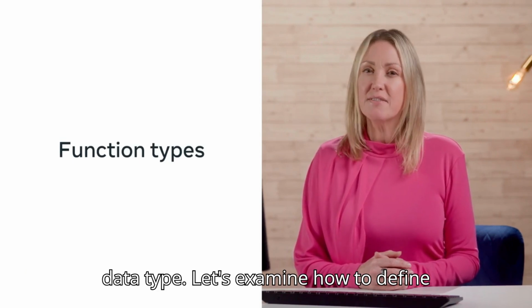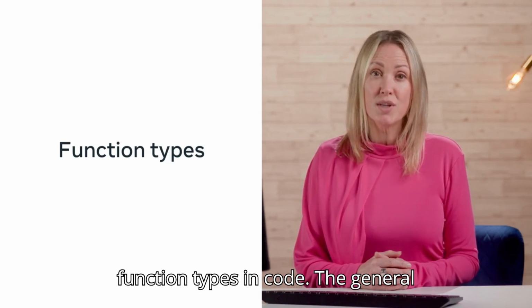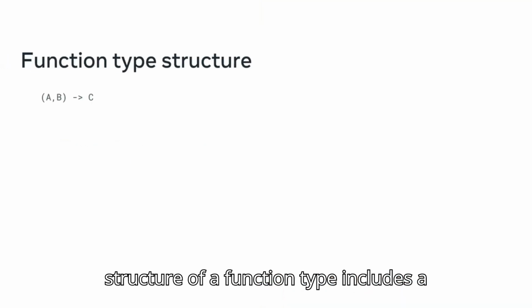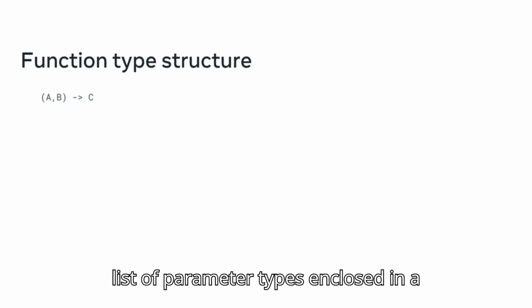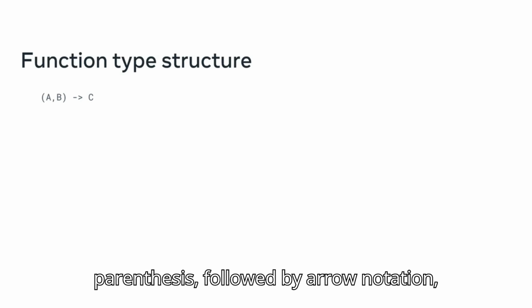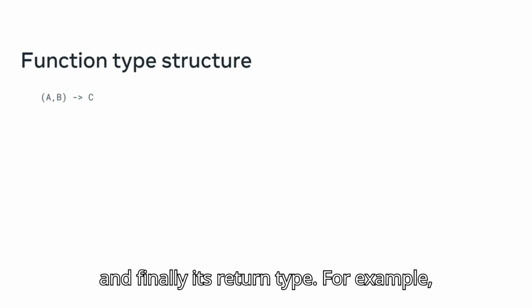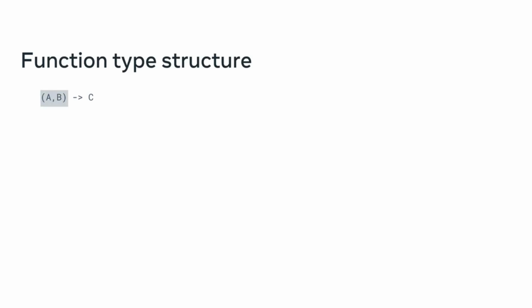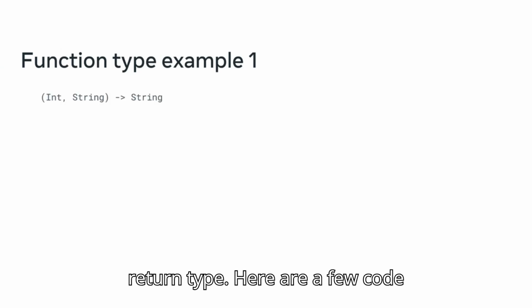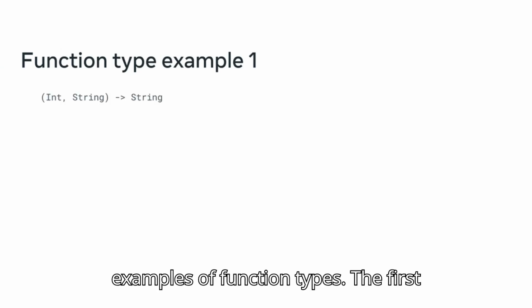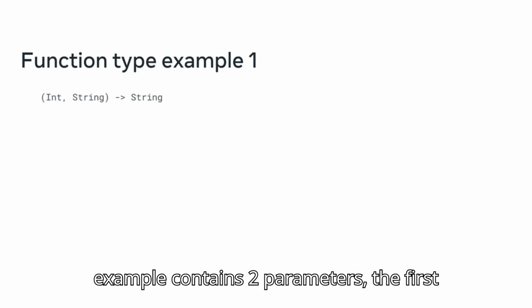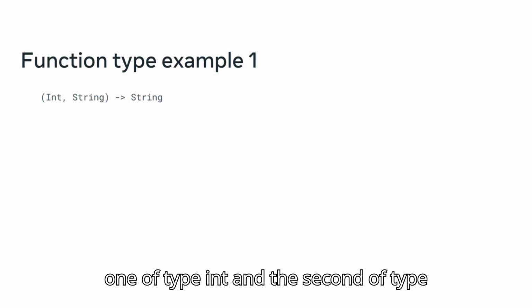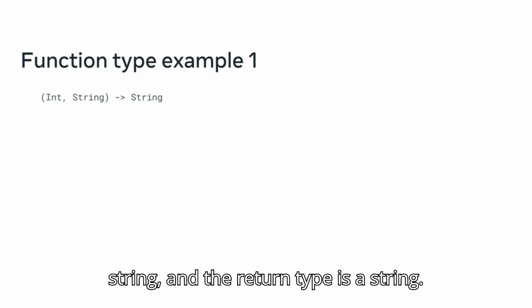Let's examine how to define function types in code. The general structure of a function type includes a list of parameter types enclosed in a parenthesis followed by arrow notation, and finally its return type. For example, A and B are parameter types and C is the return type. Here are a few code examples of function types. The first example contains two parameters, the first one of type int and the second of type string, and the return type is a string.